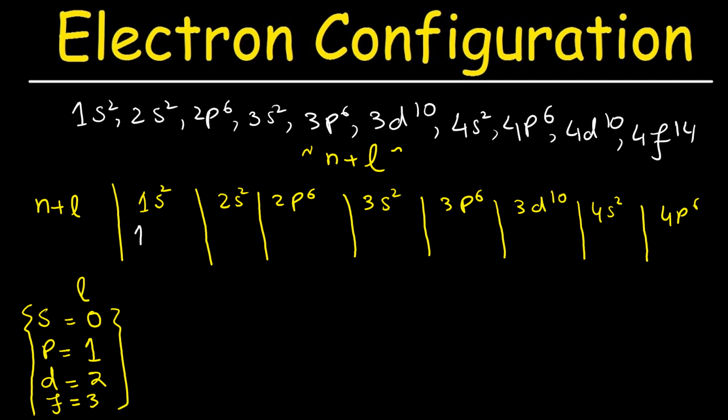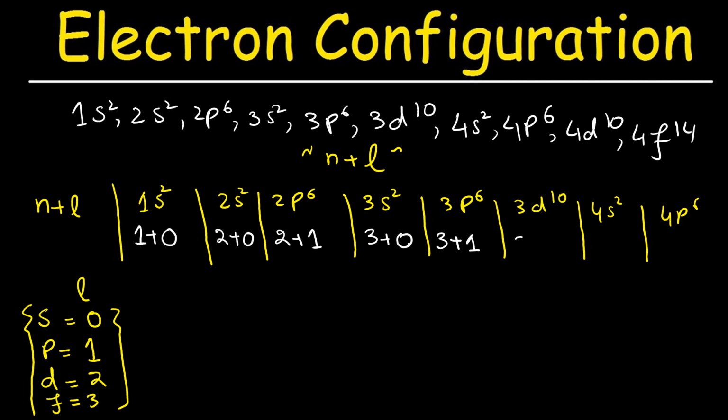So for the 1s2 orbital, the principal quantum number is 1, whereas the azimuthal quantum number for s is 0. Similarly, for 2s, the principal quantum number is 2, azimuthal quantum number is 0. For 2p6, principal quantum number is 2, and for p, azimuthal quantum number is 1. For 3s2, principal quantum number is 3, and the azimuthal quantum number for s is 0. For 3p6, 3 is the principal quantum number, and the azimuthal quantum number for p is 1.